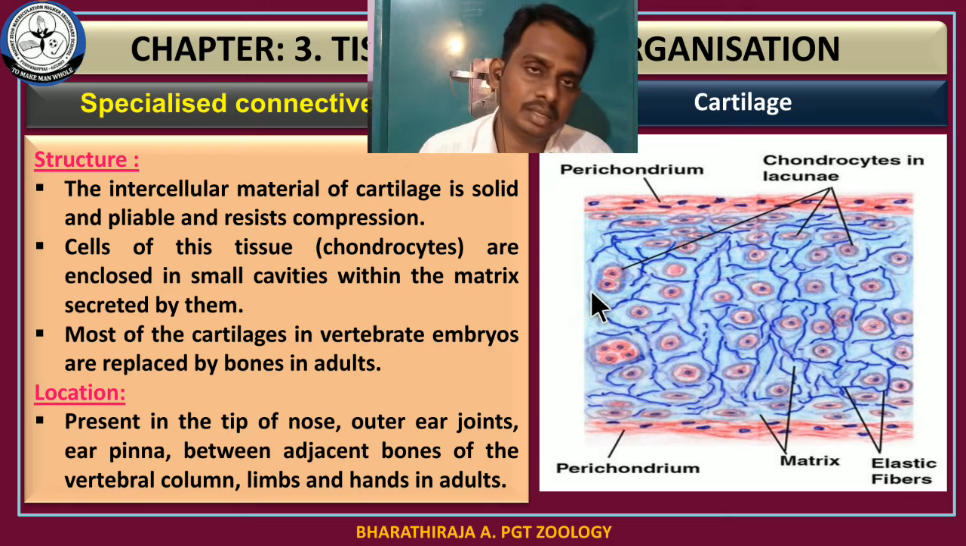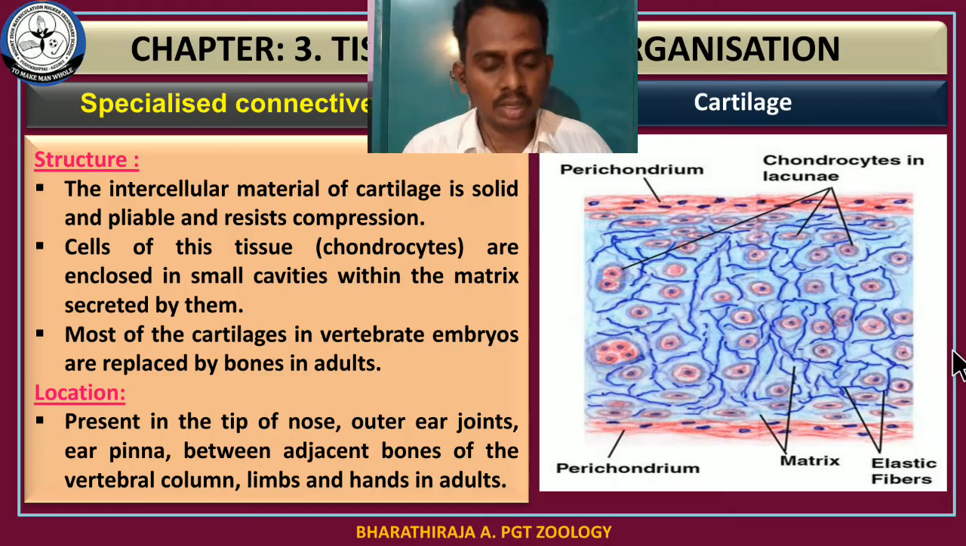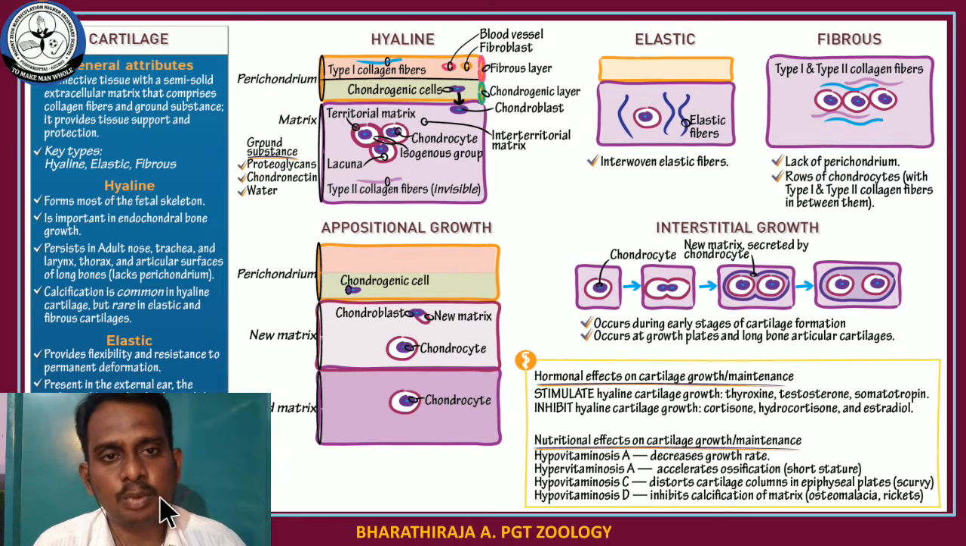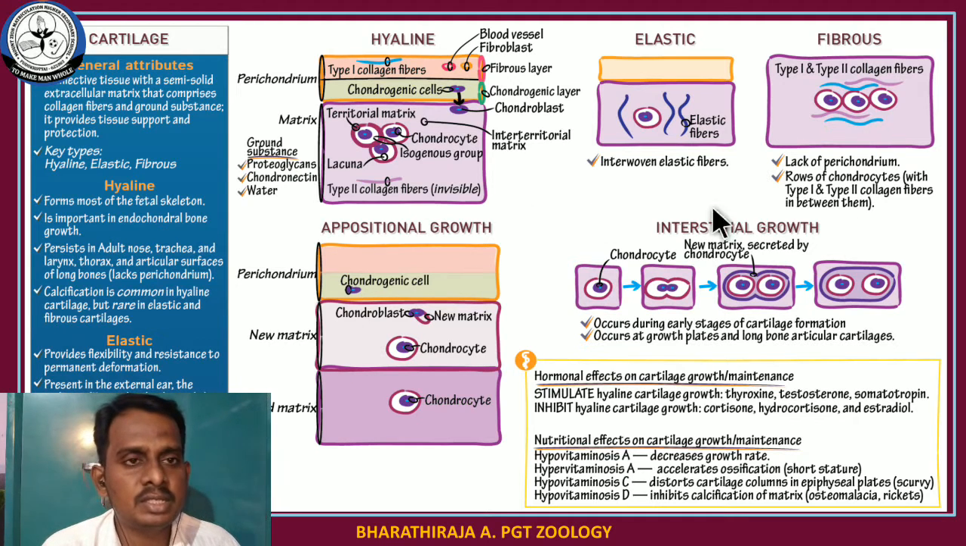Like other connective tissue, it is also made up of fibers, matrix and cells. Here, what is the special type of cell present inside cartilage? Very good, chondrocyte is the cell. The various locations of cartilage we also discussed in the previous class, and the three types of cartilage: hyaline cartilage, elastic cartilage and fibrous cartilage. Both hyaline and fibrous cartilage are made up of collagen fibers, and elastic cartilage is made up of elastic fibers. This is the difference we also discussed.